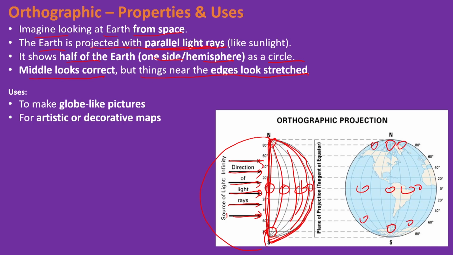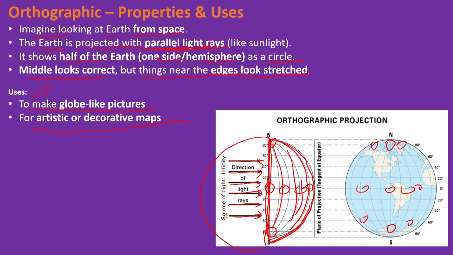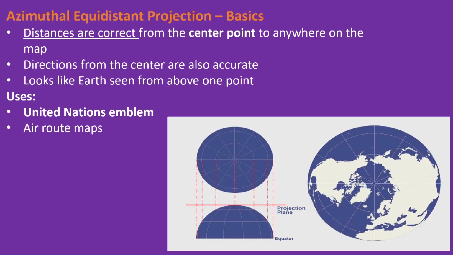And if you look at the use cases, the real-time applications, to make globe-like pictures, you can use this projection. Then the final one is artistic and decorative maps. If you want to create anything with an appealing look, you can use this projection. Azimuthal equal distance projection.